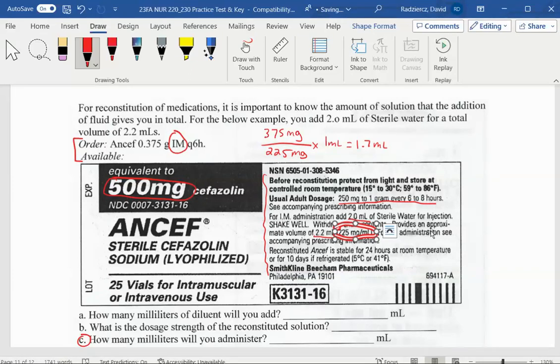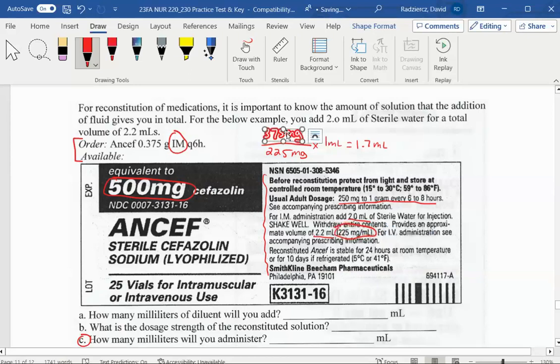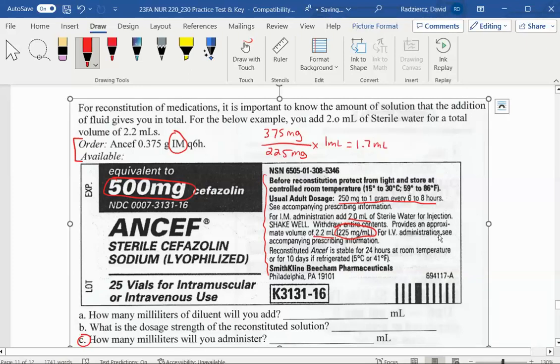That's the information you're going to use to solve the equation. So that's your available. The trick to this is just knowing where to look for it and where to find it. So I would take my order, which is 375 milligrams. All I did was convert 0.375 grams to milligrams. Then I'm going to divide by my available, 225 milligrams, multiply by my quantity, 1 milliliter. And then after I round, I'm going to get 1.7 milliliters as my answer.